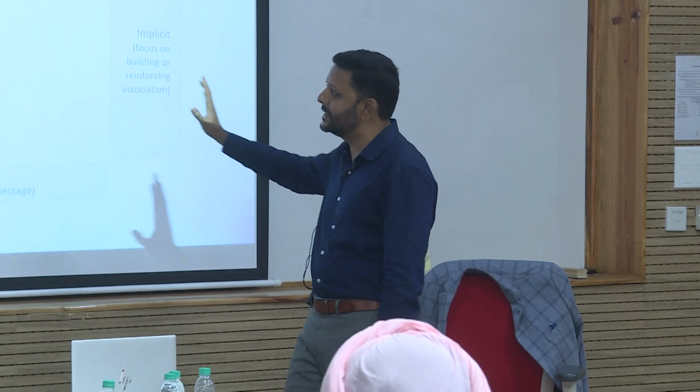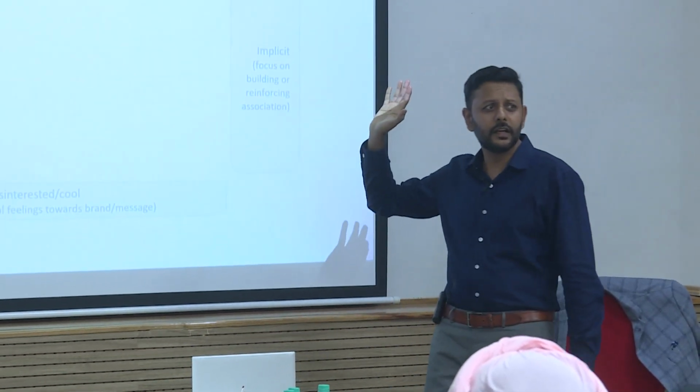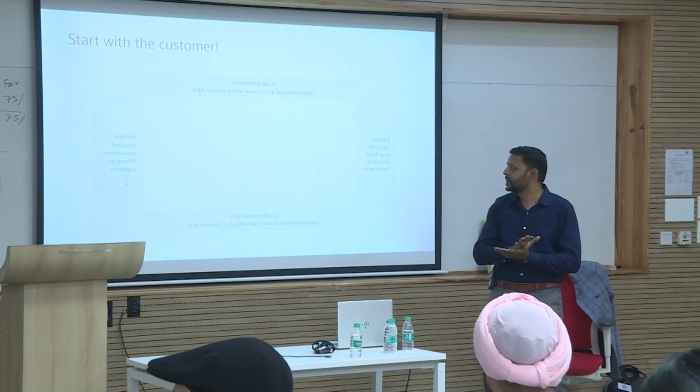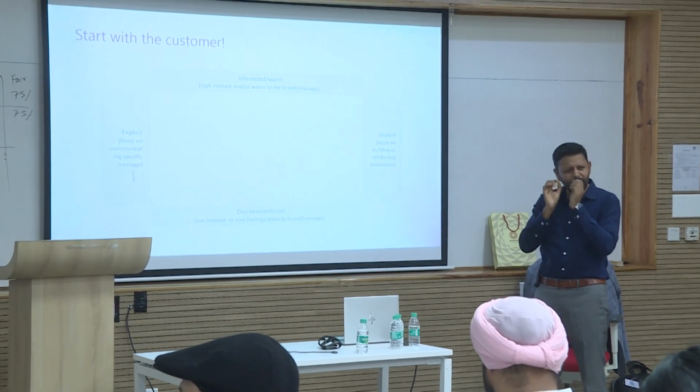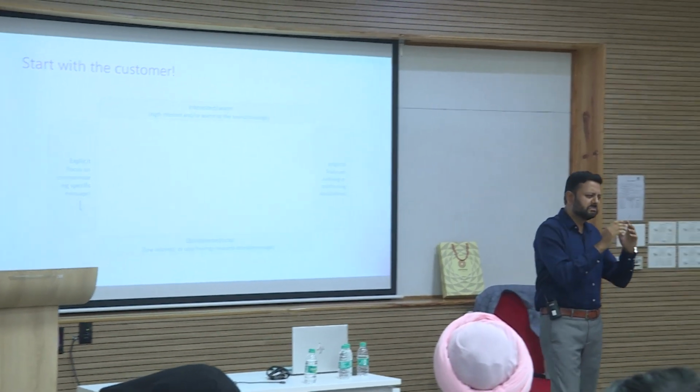And then from the brand side, there are two kinds of messages. There's an explicit message which focuses on communicating a very specific message. Bad example is 10% off, yeah? 30% bigger. My sale starts on 9 July. Very specific messages, right? And then there are implicit messages.